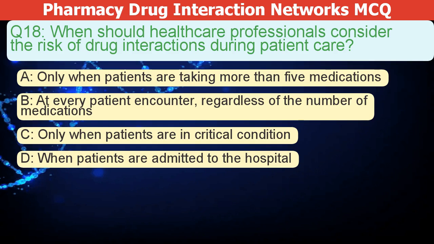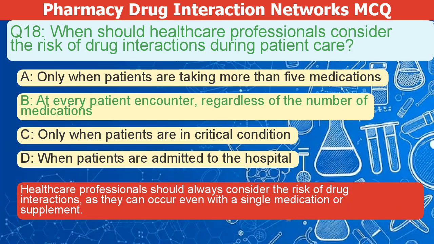When should healthcare professionals consider the risk of drug interactions during patient care? A. Only when patients are taking more than 5 medications. B. At every patient encounter, regardless of the number of medications. C. Only when patients are in critical condition. D. When patients are admitted to the hospital. The correct answer is B. Healthcare professionals should always consider the risk of drug interactions, as they can occur even with a single medication or supplement.